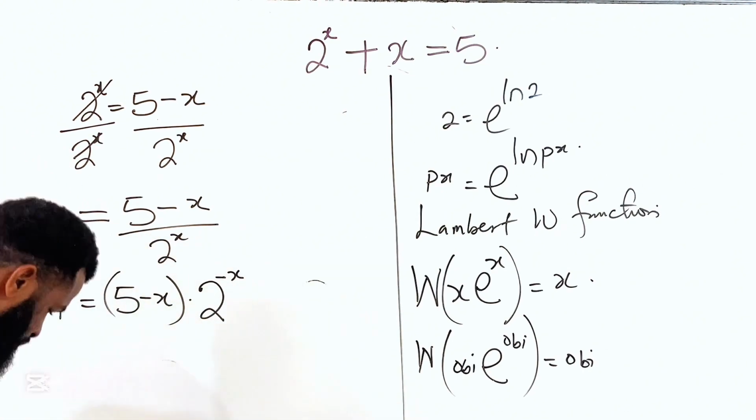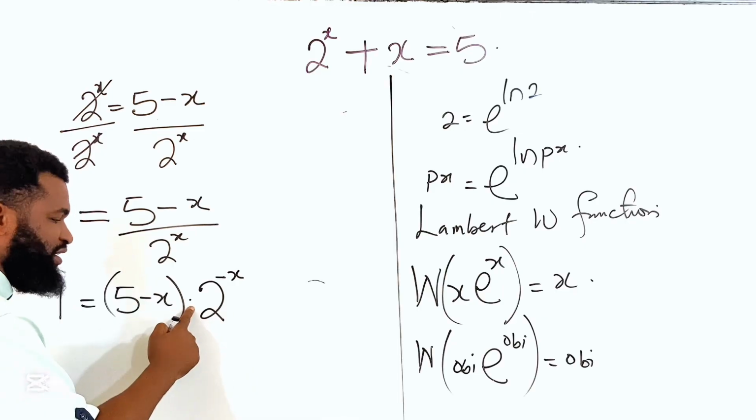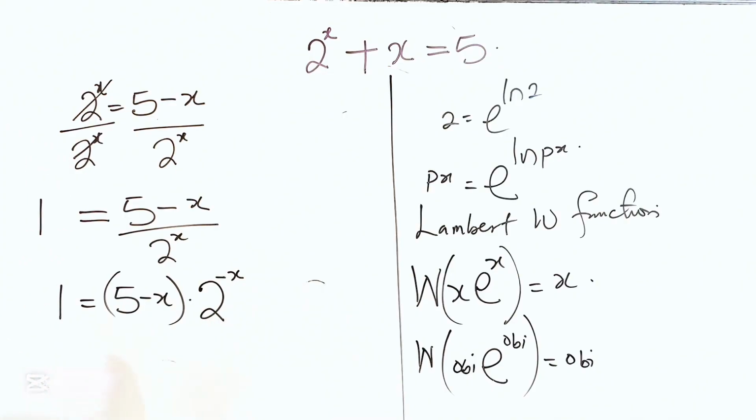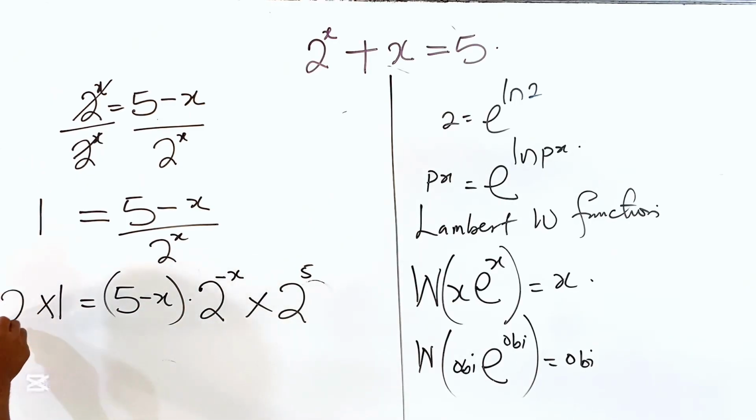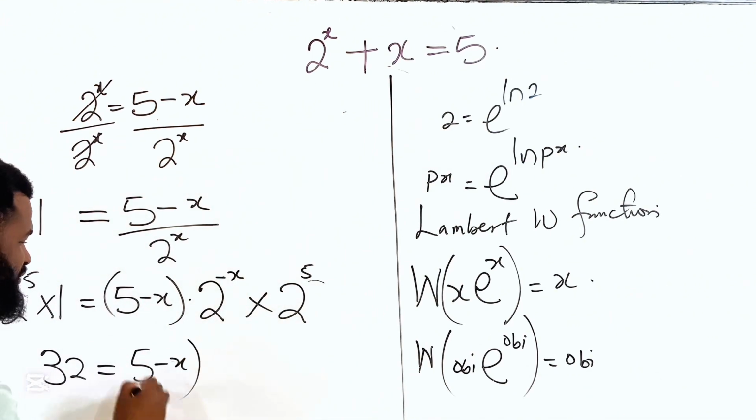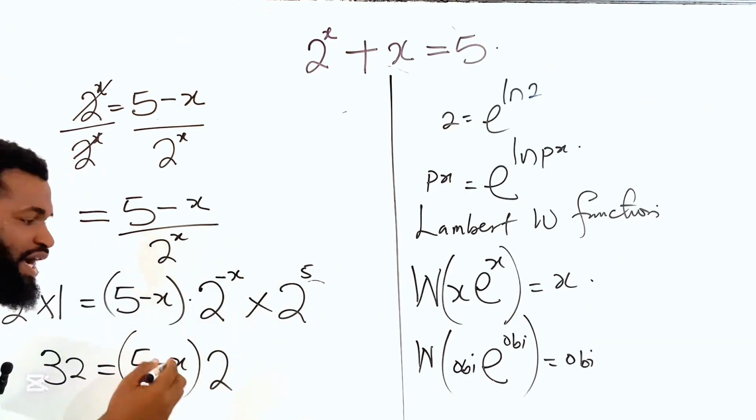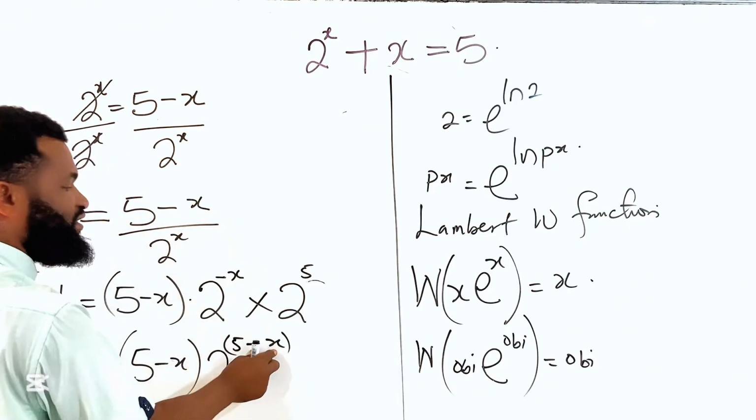Now, the next thing I'm going to do, remember, I'm having 5 minus x. So I must also have e raised to 5 minus x. But first, let me bring in 5 minus x here. Therefore, I'm going to multiply both sides by 2 raised to power 5. Now, as I have done this, 2 raised to power 5 is 32, which is equal to 5 minus x times 2 raised to power... you remember they are the same base, their powers are going to add. Therefore, I'm going to have 5 minus x. So you see, I have this, I have its power.